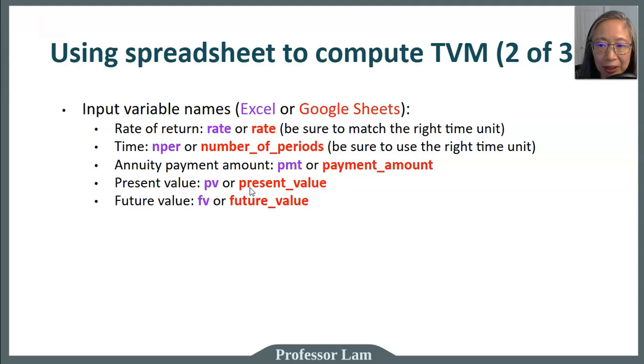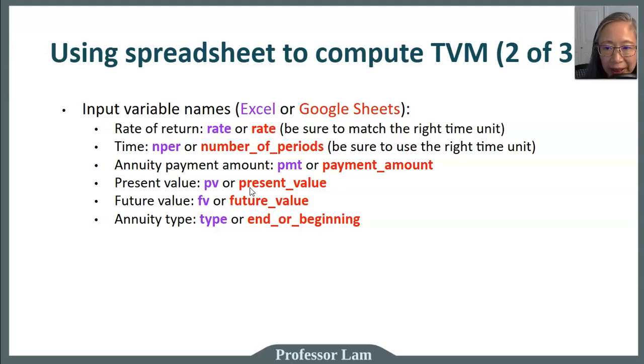All these are relatively straightforward: rate of return, time period, annuity payment, present value, future value. The last input variable is a little bit more confusing. It's called annuity type. In Excel, the name is type. In Google, it's called end_or_beginning.